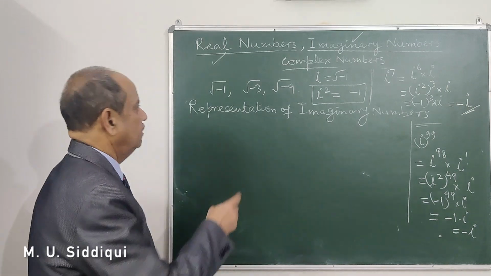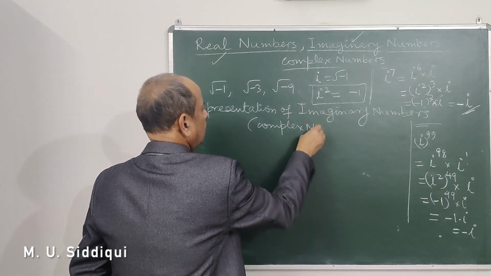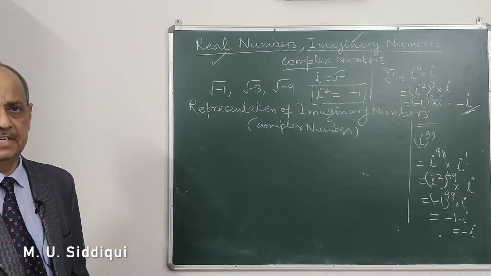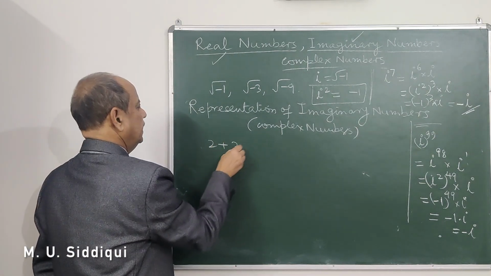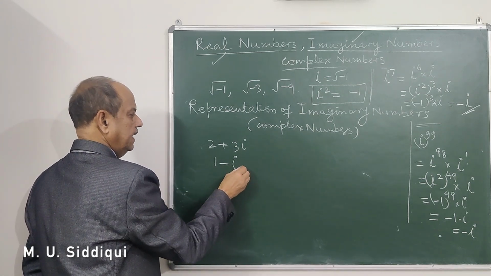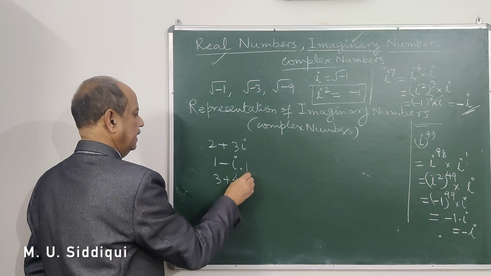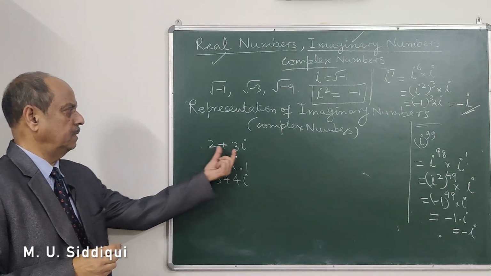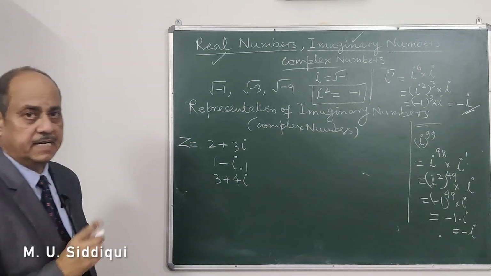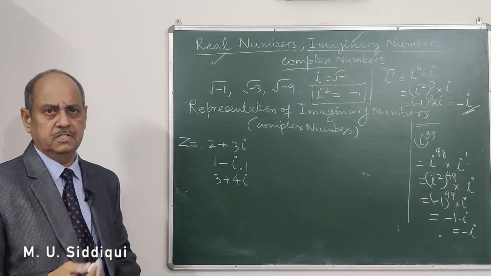So I tell you that when you are talking about the imaginary numbers or the complex numbers, what are the complex numbers? Complex numbers means that a part of that may be real and another part may be imaginary. Like say 2 plus 3i, or maybe 1 minus i, or 3 plus 4i, etc. Where this part is real, this part is imaginary. So we say, let us denote it by z. About the sets, Z denotes the set of integers, but about a number, z denotes a complex number in general.